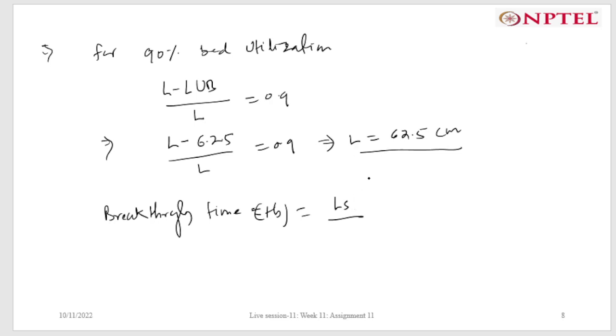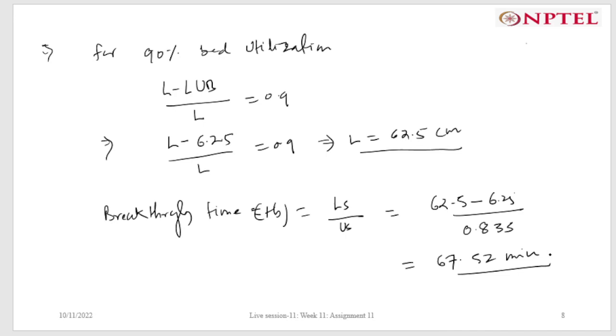Length and velocity: 62.5 minus 6.25, divided by 0.833, gives 67.52 minutes. The breakthrough time is 67.52 minutes. All of you got this one?